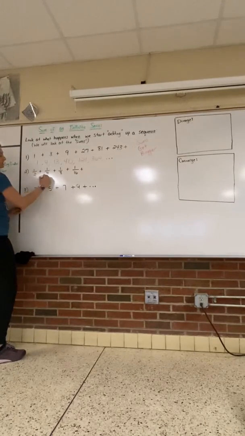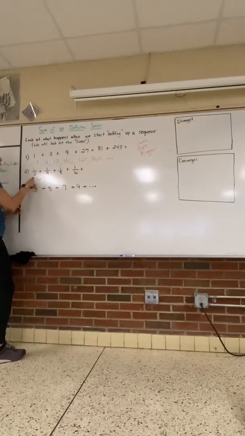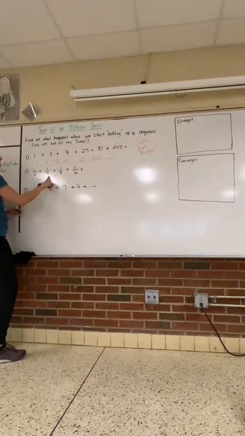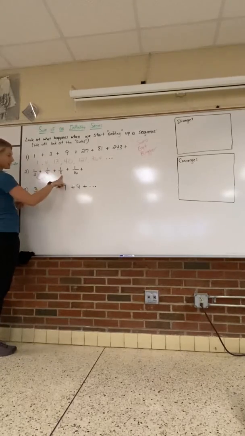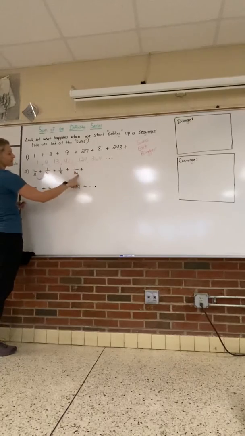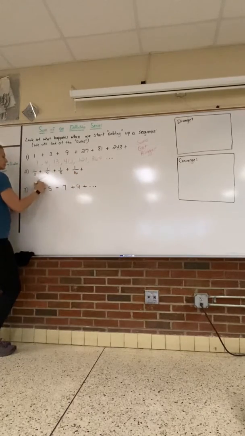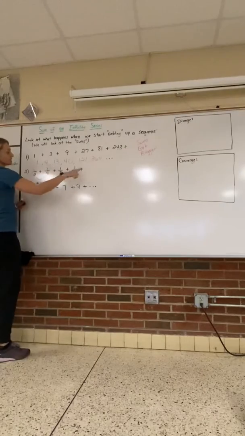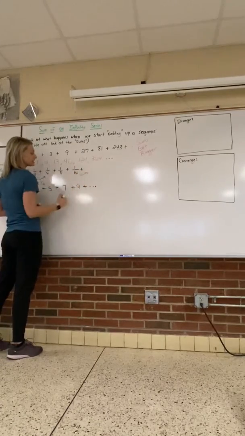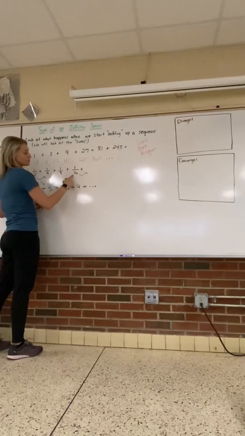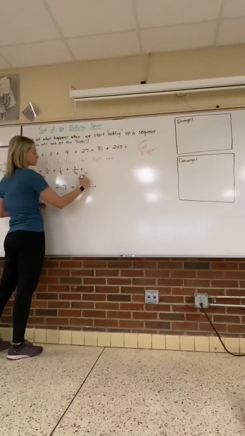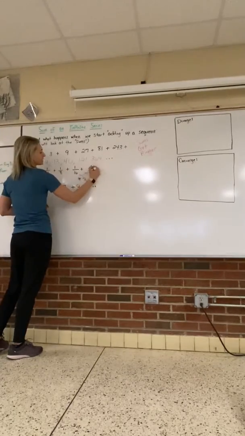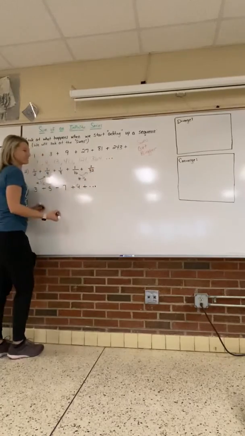And so when I look at this, I'm noticing that if I take 1/2 times 1/2, I actually end up getting 1/4. If I take 1/4 times 1/2, I get 1/8. 1/8 times 1/2, I get 1/16. So what's going on is we are actually multiplying by 1/2 here, okay? So to keep this going, I'm going to continue that pattern. So 1/16 times 1/2, I get 1/32.